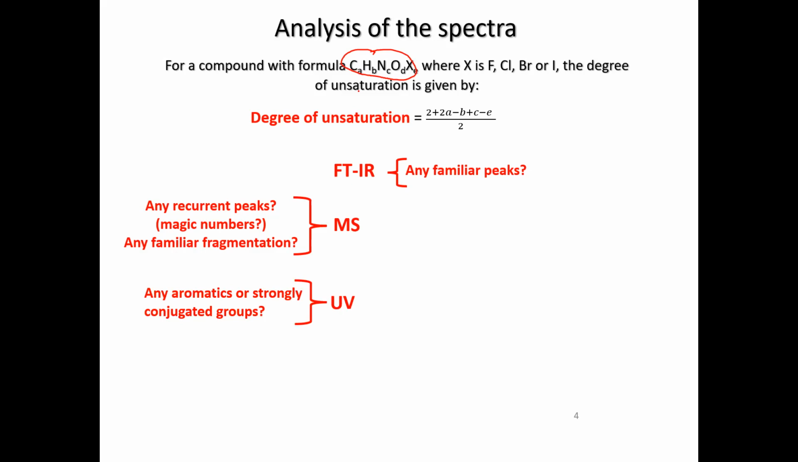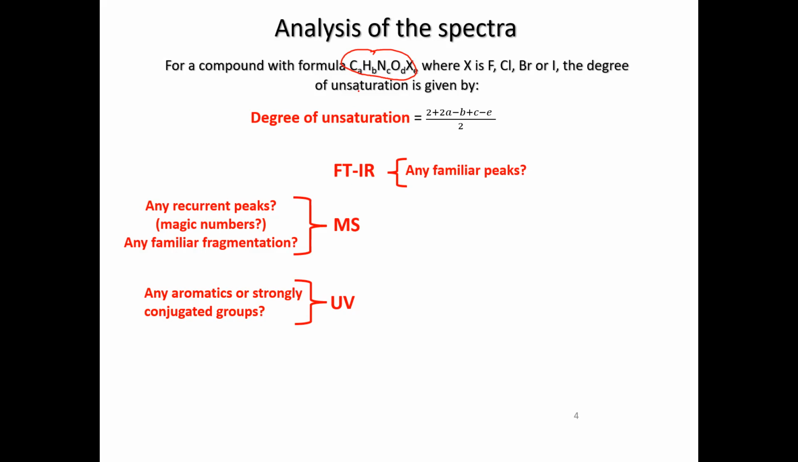UV, again, if it's there, normally it's aromatic groups or very hyperconjugated groups. Most likely, it's very unlikely I'm going to give you something which contains no aromatics. That's why telling me that UV tells you something gives you 1 mark. Just don't forget to put it.